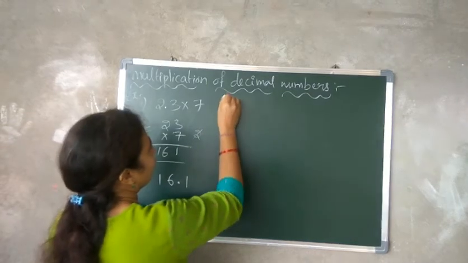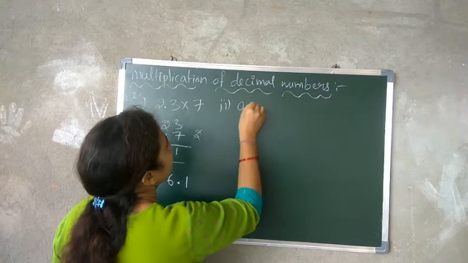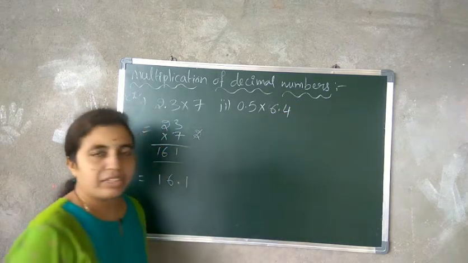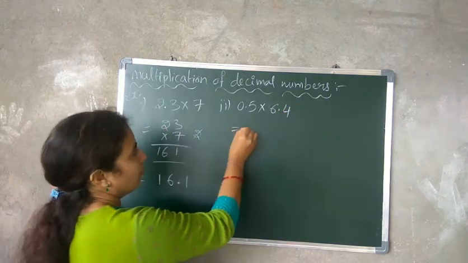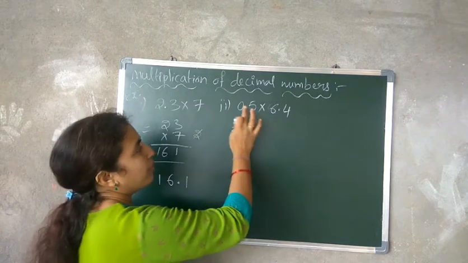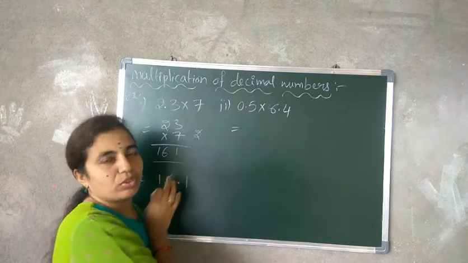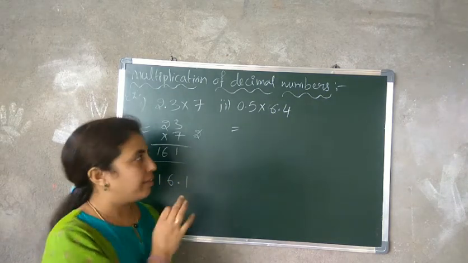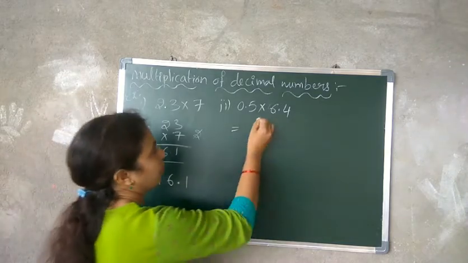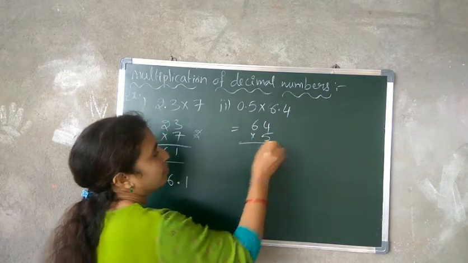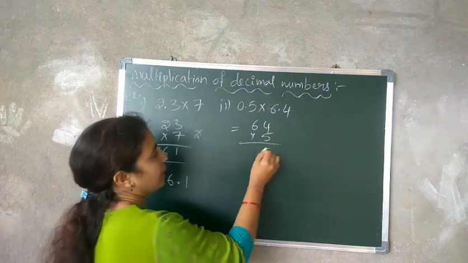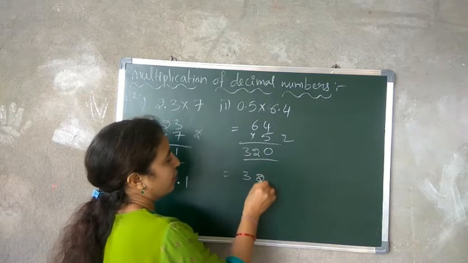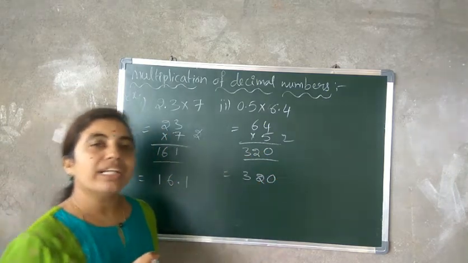See, the second one. We'll go with 0.5 into 6.4. Here 0.5 means no digit is there, so we write 0. Don't consider that 0. Just consider it as 5. The number is 5 and here it is 64. So multiply 64 and 5. 5 4s are 20, carry 2. 6 5s are 30, plus 2 is 32. So what is the answer? 320.